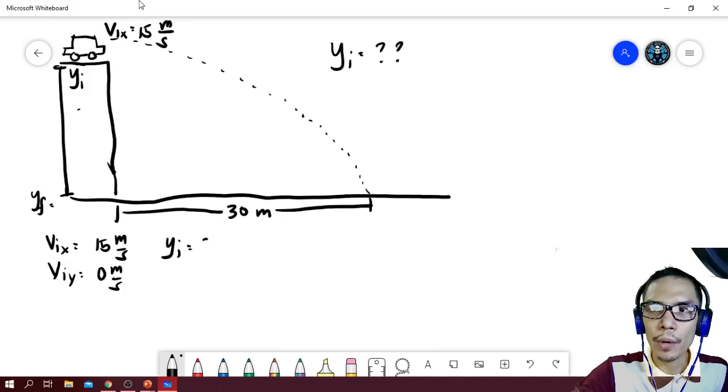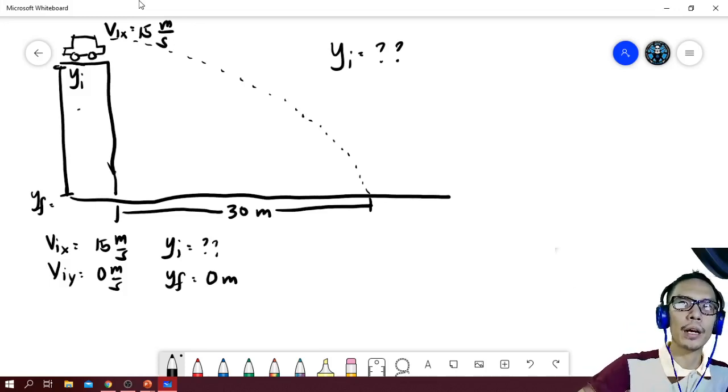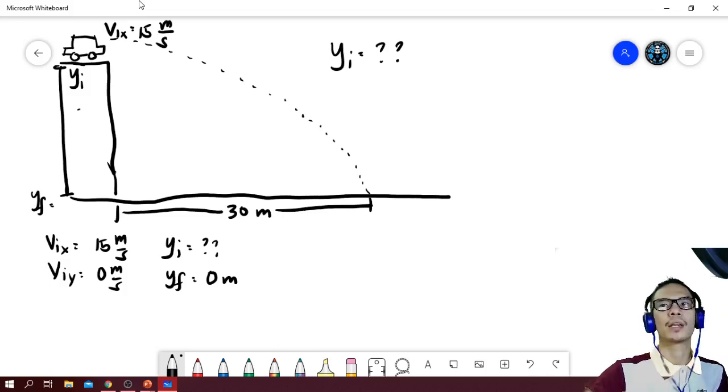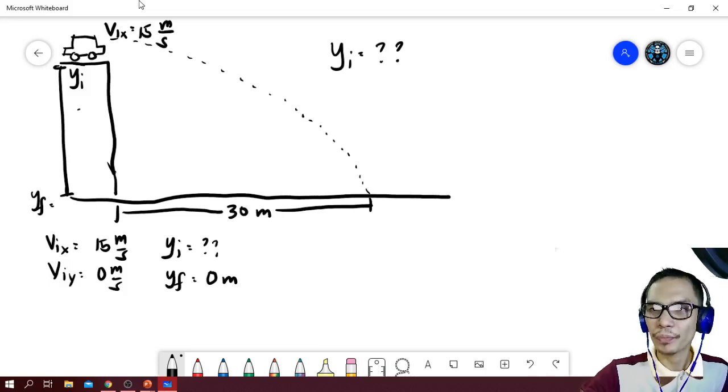Next one, how about the YI? The YI is the one that we are looking for, and the YF obviously is 0. Why 0? Because it drops from a certain height down to the zero height over here. So this is the base.